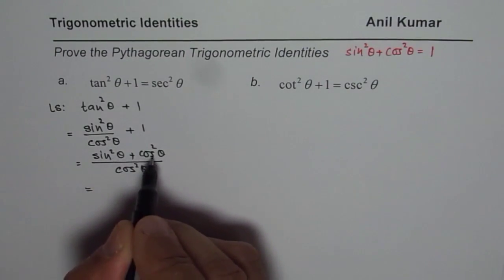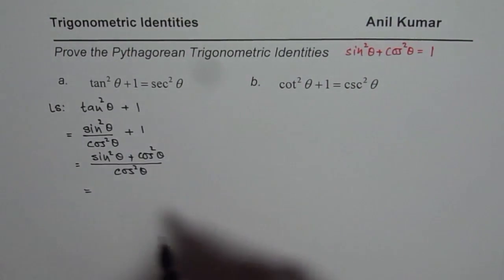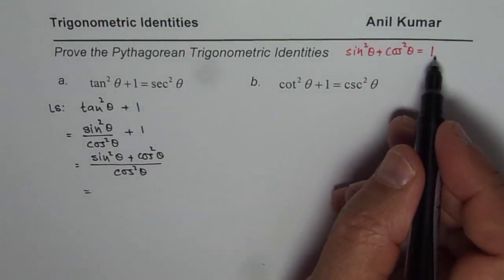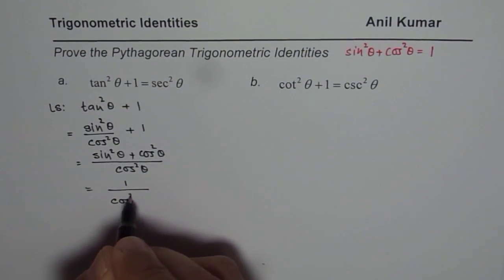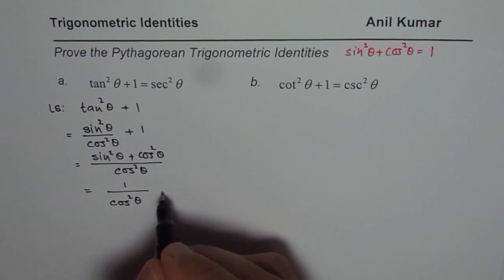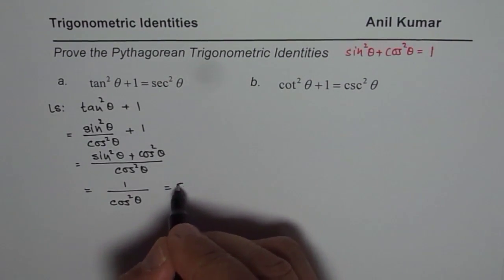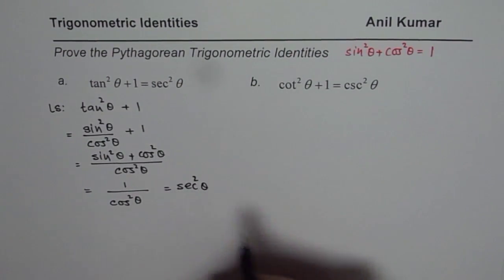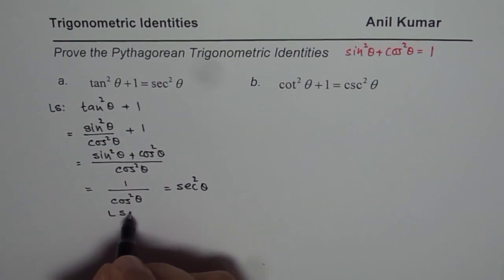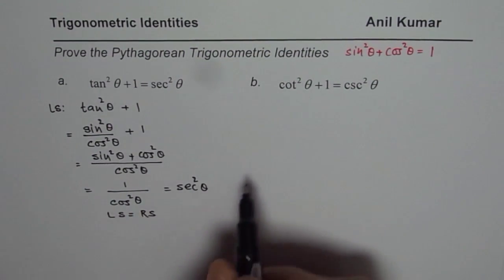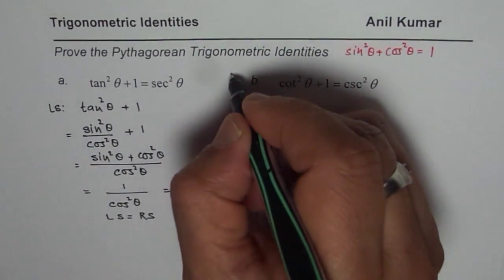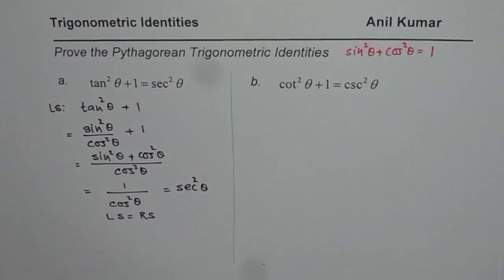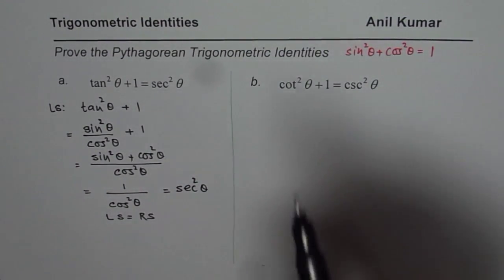Now sine square theta plus cos square theta is also a Pythagorean identity, which is 1. So we can write this as 1 over cos square theta. Now 1 over cos square theta is secant square theta, right? So once we prove that the left side equals the right side, we say that we have proven the identity. So that is how we prove identities, correct? So let's do the second one, following the same process.